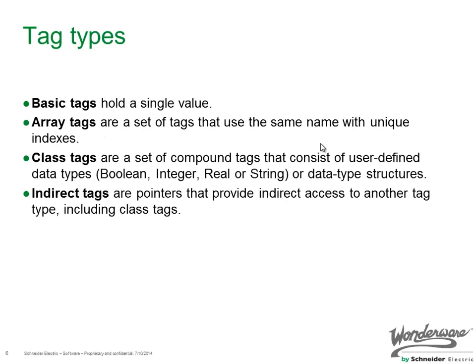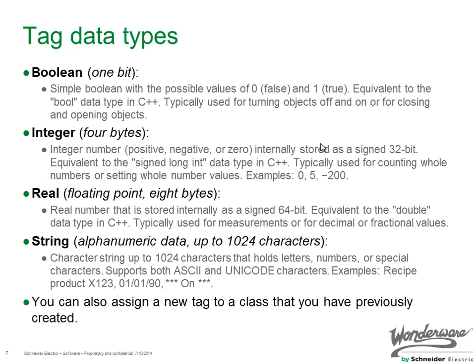The basic tag types that we have: there's a basic tag that really just holds a single value. We can do arrays, and arrays are a set of tags with the same name but unique indexes. We can have classes, which are really structures. And then we can use indirect tag types, and those are pointers that provide access to another tag's value just by giving it the name. And we'll do a demonstration of these as well.